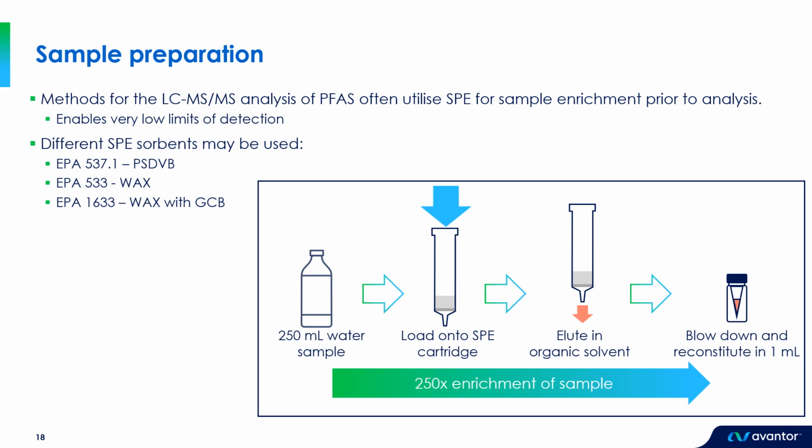Now, the key thing to consider when selecting an SPE sorbent is whether you're interested in analysing short-chain PFAS, that is PFAS containing typically below 4 carbon atoms in its backbone. These short-chain compounds generally won't be retained very well by the PSDVB phase and will require the WAX phase to ensure that they are adequately retained.